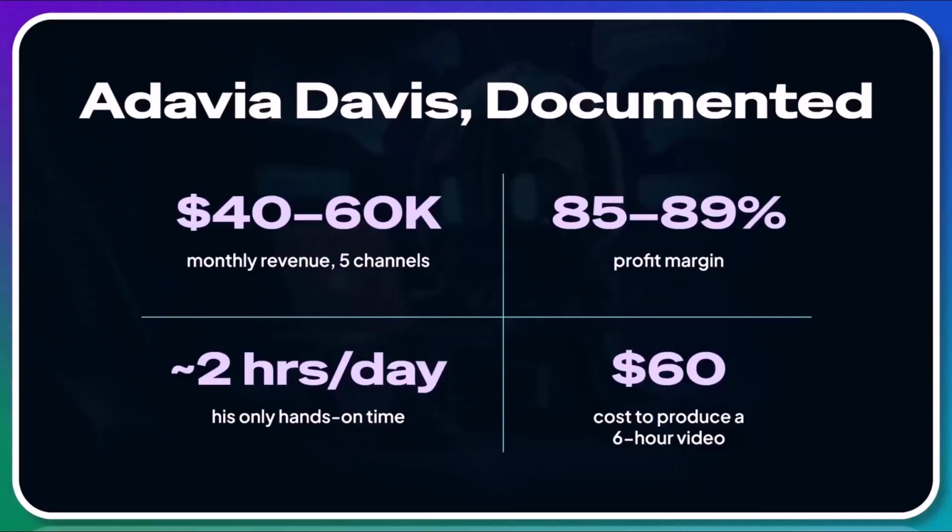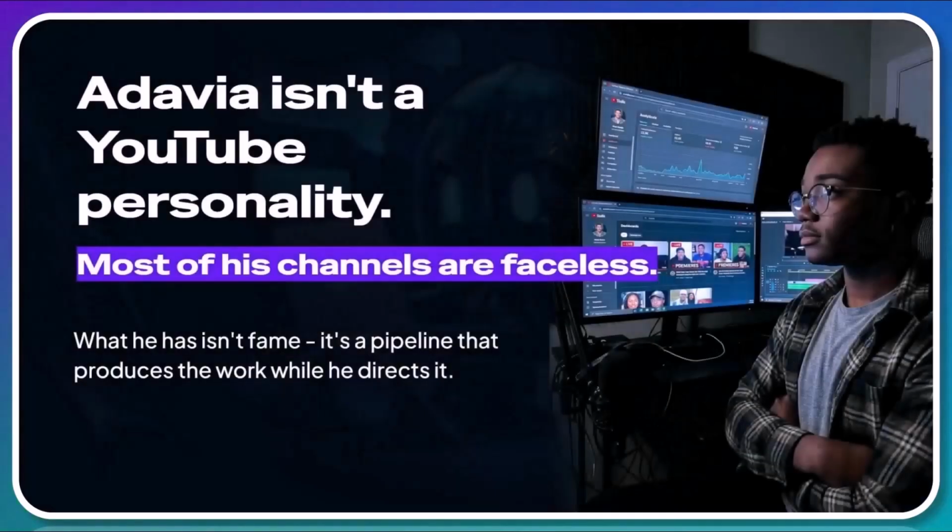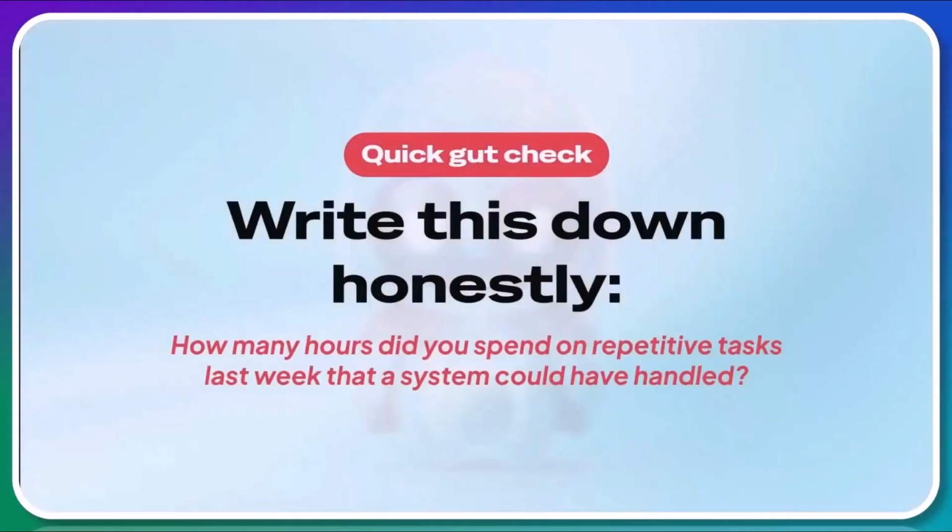And all this matters a lot because Adavia isn't a YouTube personality. This isn't a guy who jumps on camera every single day to present something. He's not an influencer the way a lot of other people are. He's been doing it completely faceless, right? So what he doesn't have is fame. What he has instead is a system, a pipeline that just works. And the good thing is nowadays that same principle can be applied to everyone. No matter what it is you do, no matter what you choose, that will work for you as well.